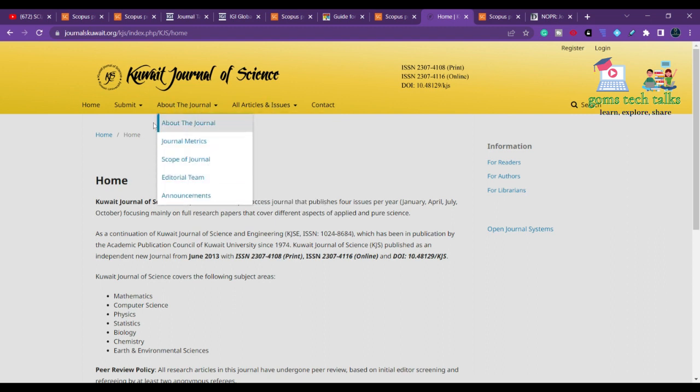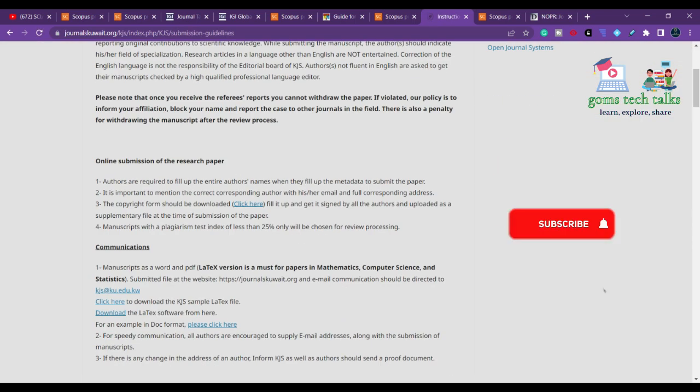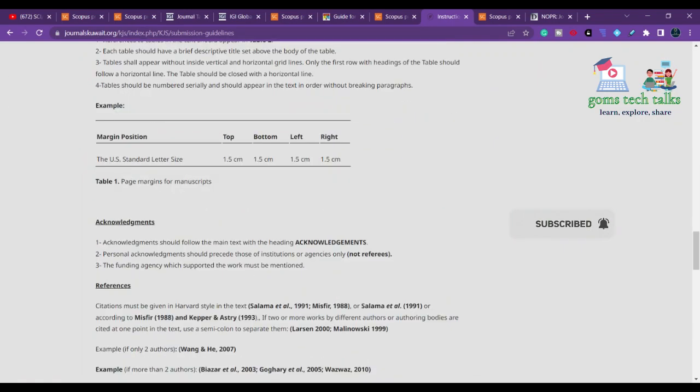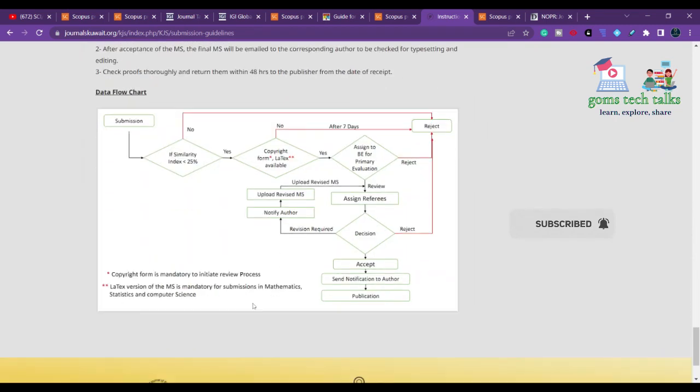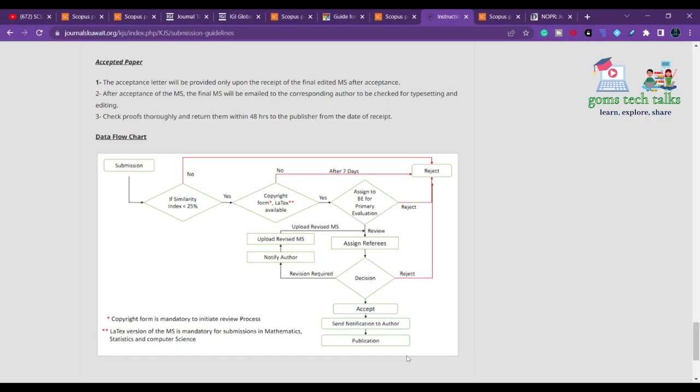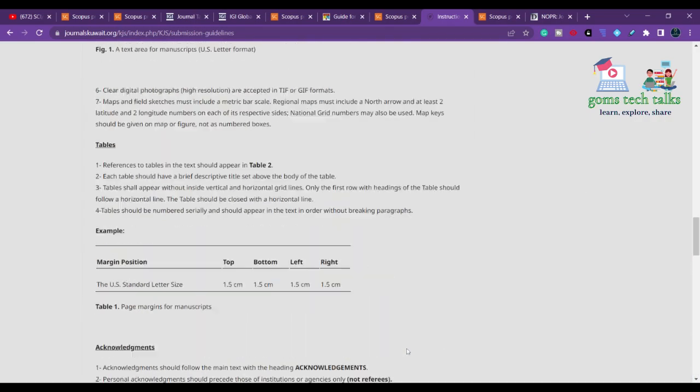So here if you go and check the instructions to authors, they will tell you what the template is or how you have to design it. Here you have a copyright form, everything will be mentioned here. You can find some useful information. And here they have shown how many days they are checking. So similarity means plagiarism, and it should be less than 25 percent. And once it is done, you have to submit the copyright form after 7 days. Whether it is rejected or accepted, they will tell you. So it is the fastest one.